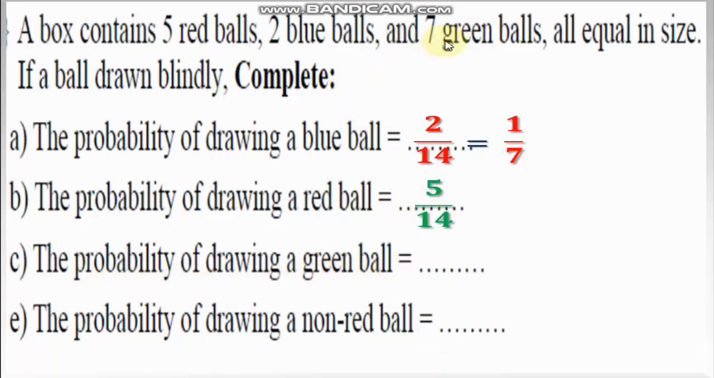The probability of drawing a green ball. We have 7 green balls and the total number is 14. It's 7 over 14. We can put it in the simplest form by dividing each of them by 7. 7 divided by 7 equals 1 and 14 divided by 7 equals 2. It's 1 over 2. Letter E. The probability of drawing a non-red ball. We will take all the balls except the red balls. We will cancel the red balls and take the 2 blue balls and 7 green balls. 2 plus 7 equals 9. It's 9 over 14.